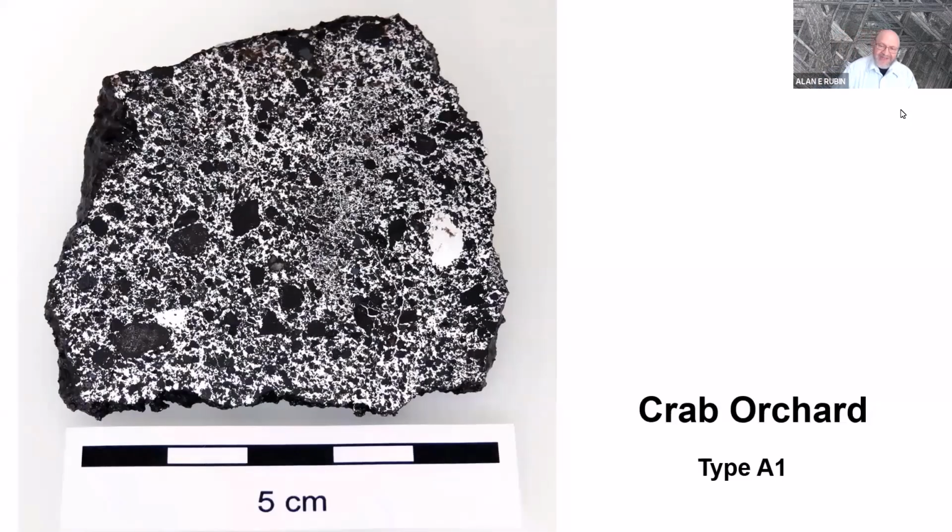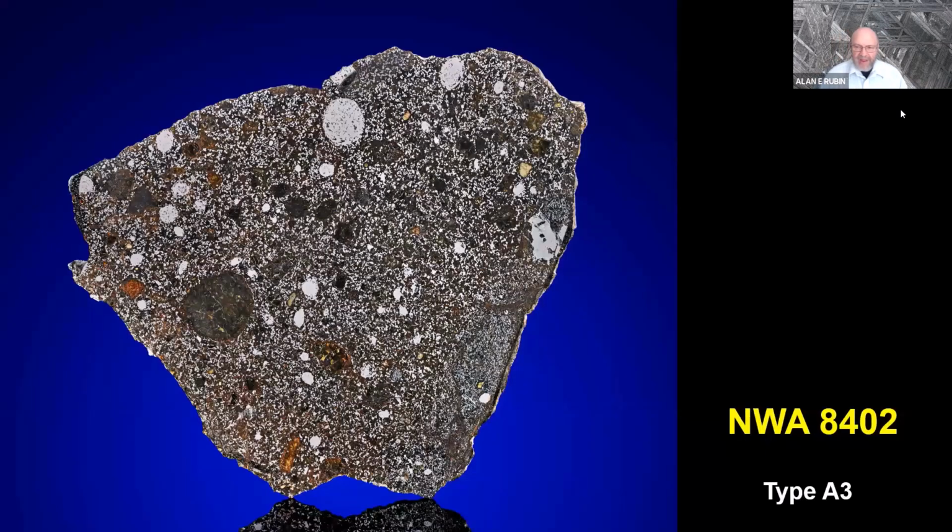Here's Crab Orchard. This is an A1 mesosiderite, indicating, again, the compositional class is A, and type 1, meaning it's unrecrystallized, unmetamorphosed, and has not experienced appreciable amounts of impact melting. Here's NWA 8402, a type A3 mesosiderite.